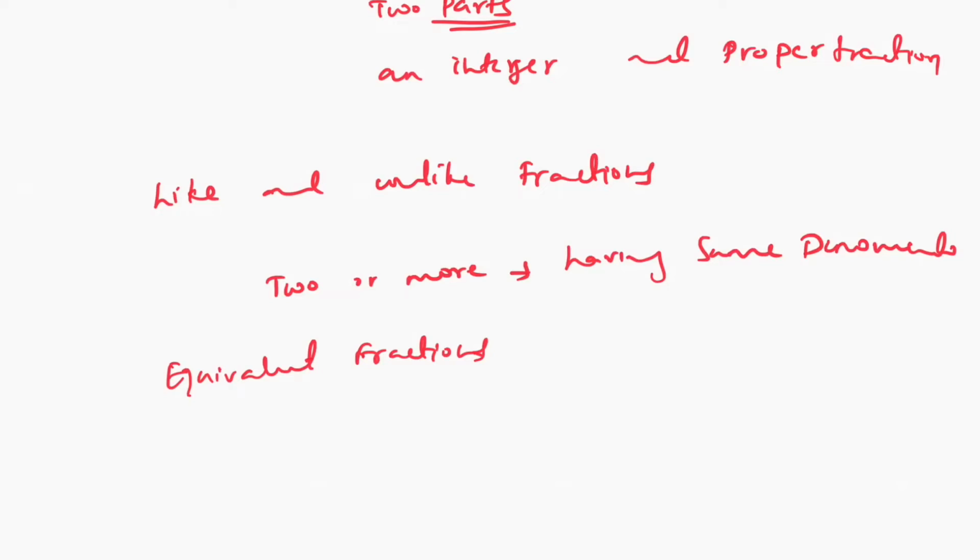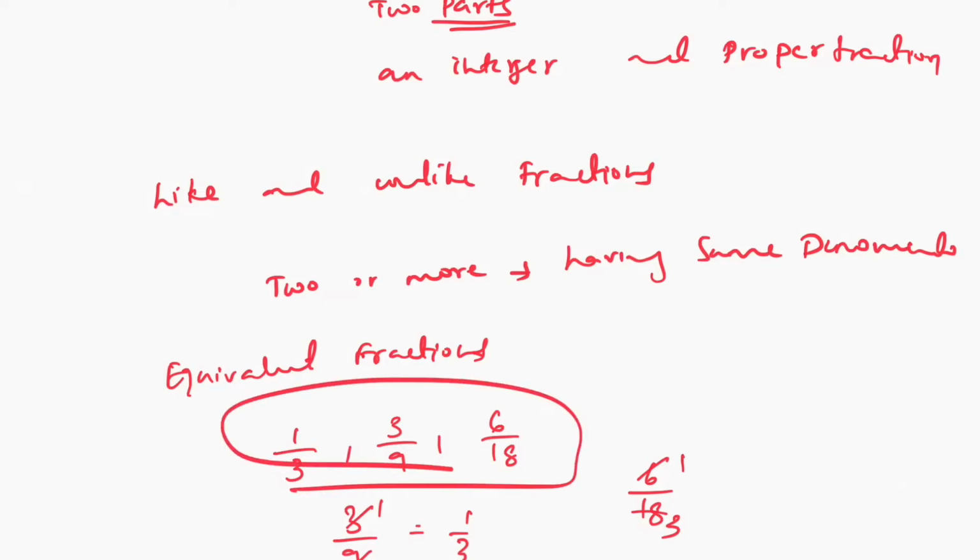What are equivalent fractions? If two or more fractions have the same value, they are called equivalent fractions. Just think, 1 by 3, 3 by 9, 6 by 18. What is 3 by 9? I can cancel with 3: 3 ones are 3, 3 threes are 9, so it is 1 by 3. Similarly 6 by 18: 6 ones are 6, 6 threes are 18. All these are equal to 1 by 3. This is called equivalent fractions.